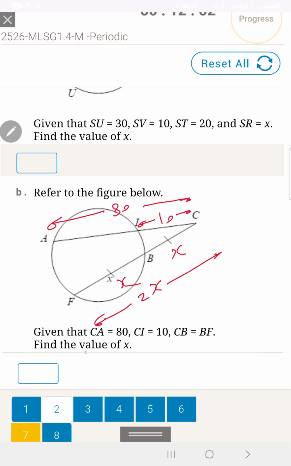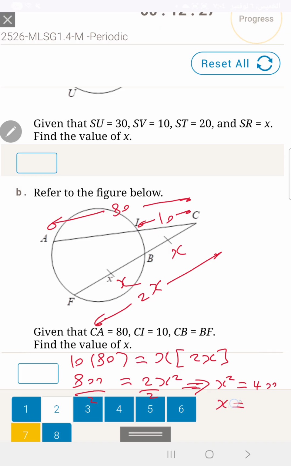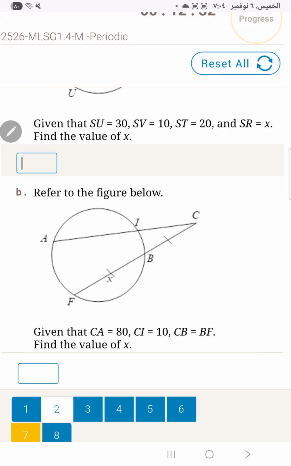Now we do the same idea. External part times whole secant is equal to external part times whole secant. 800 is equal to 2x squared. You divide by 2 both sides. So you get x squared is equal to 400. You do square root on both sides, x equals 20. And that's question number 7.